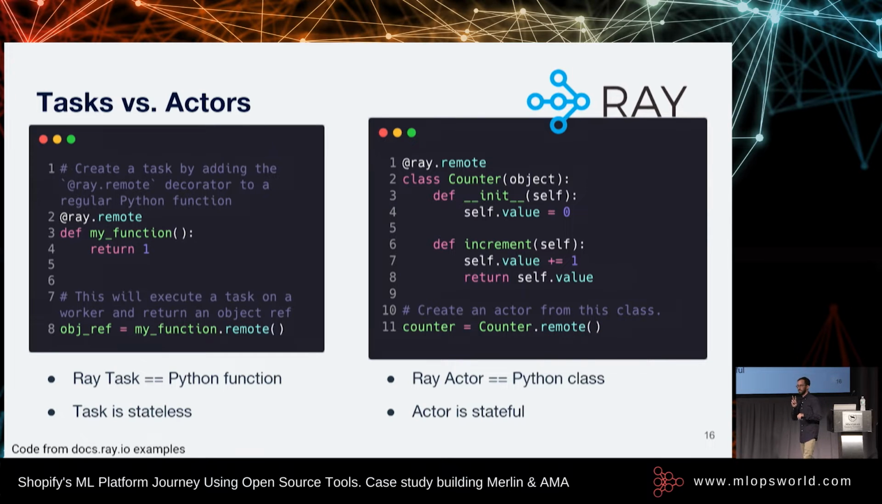Two primitives that are important to recognize in Ray are tasks and actors. A Ray task is basically a Python function, like we just saw, and we just decorate it with the ray.remote. And a Ray actor is a Python class that, again, we decorate with the ray.remote. The main difference between them is that while a task is stateless, an actor is stateful.